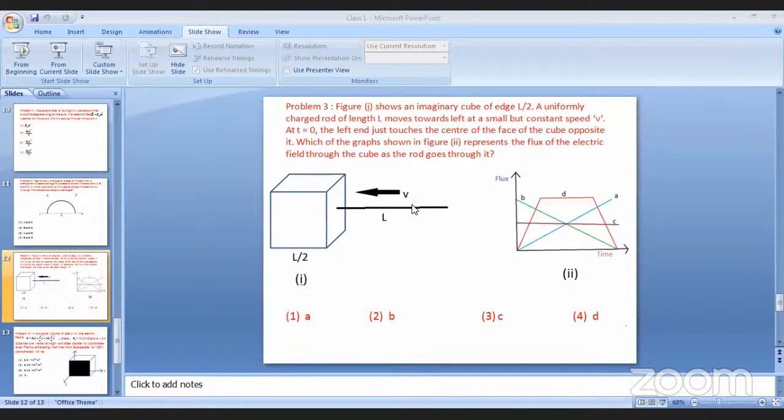Okay. So actually, the correct answer for this question is option D. So why is it so? Let us see the explanation. Initially, when the charged rod enters this face of the cube at time t equal to 0, there is no electric flux. The electric flux here is 0.